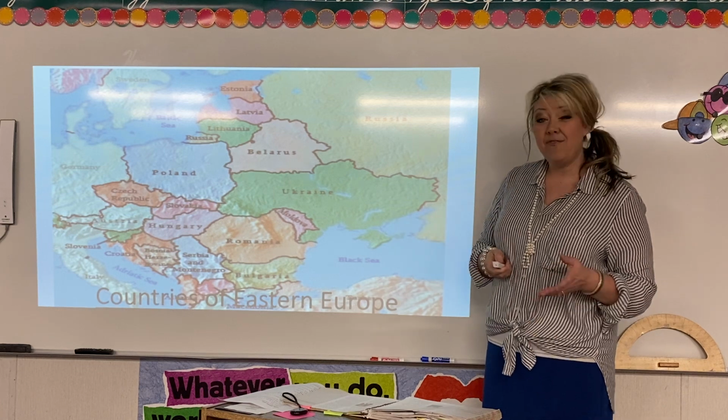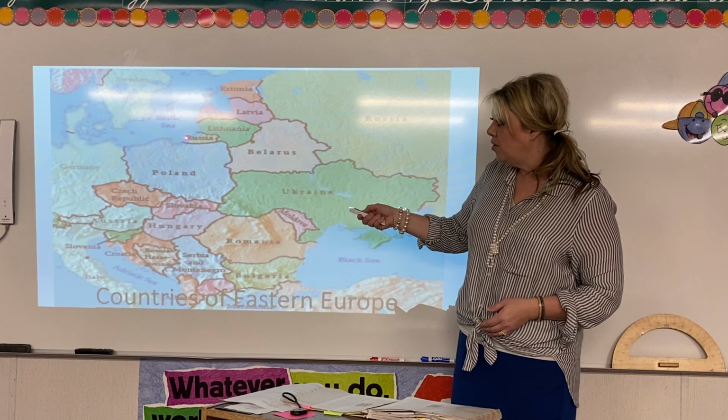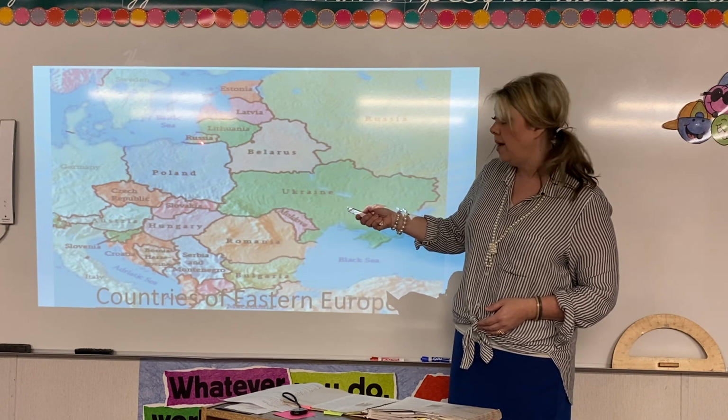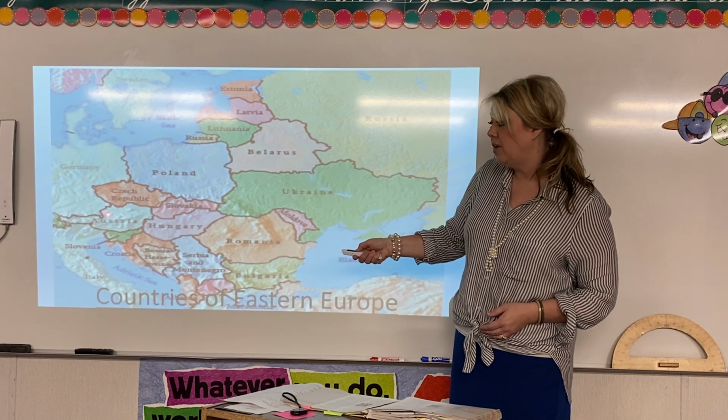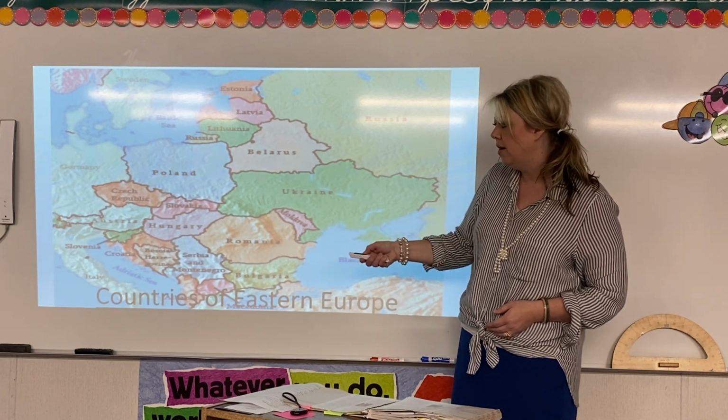Now you'll notice there are a few countries here that we didn't hit. They're not tested, but this little piece of land here belongs to Russia. And then down here, of course, you've got Austria. Now that's included with Western Europe and Germany. You see those over here.